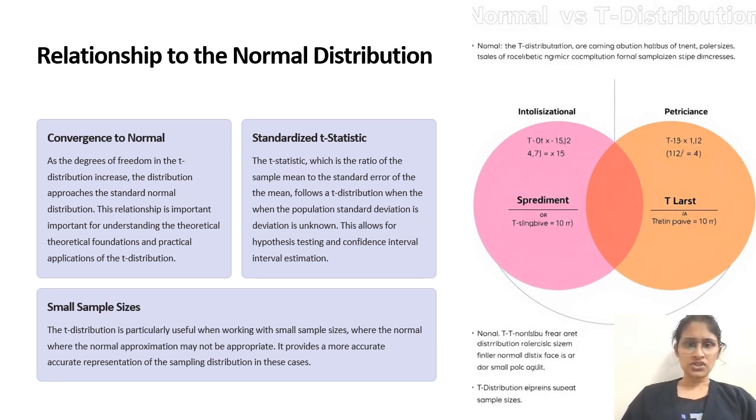The t-statistic, which is the ratio of the sample mean to the standard error of the mean, follows a t-distribution when the population standard deviation is unknown. This allows hypothesis testing and confidence interval estimation. Small sample sizes. The t-distribution is particularly useful when working with small sample sizes where the normal approximation may not be appropriate. It provides a more accurate representation of the sampling distribution in these cases.